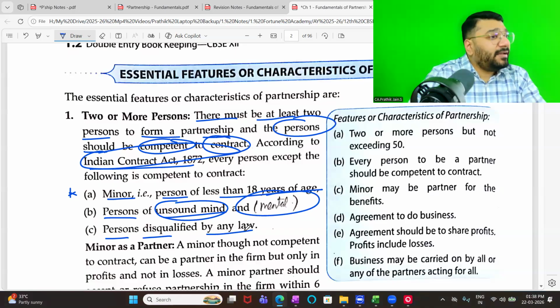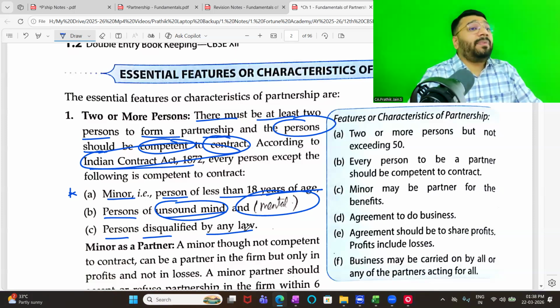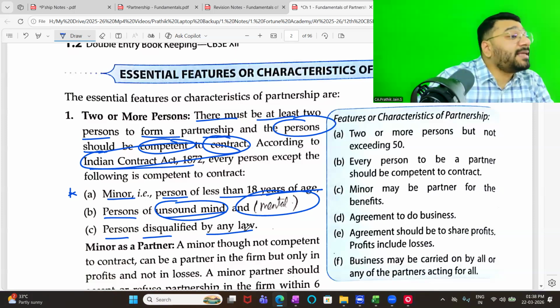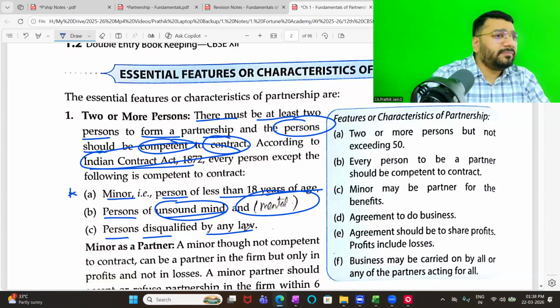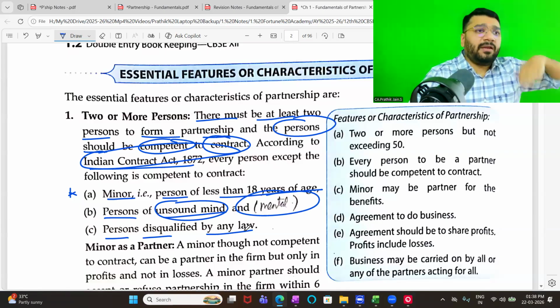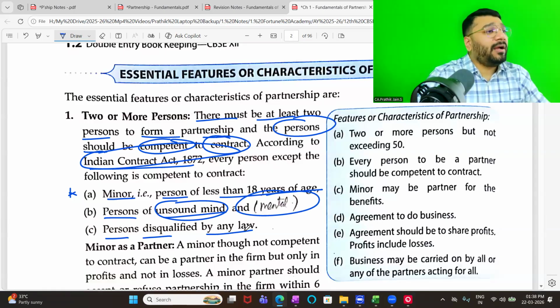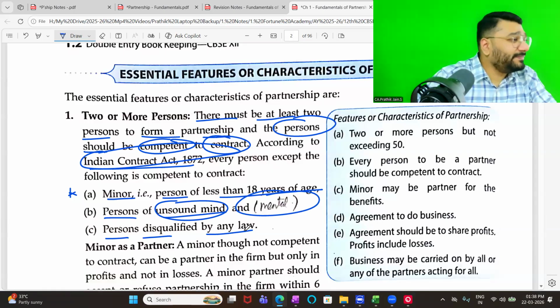Third, a person disqualified by any law. If the law says that this particular person cannot enter into any contract, then you cannot make that person a partner. So why did the law say so? Many reasons. Imagine now between India and Pakistan a war is going on. Yes or no? It's kind of that state only. They don't come here, we don't go there. Forget going and coming, the handshake itself is not happening.